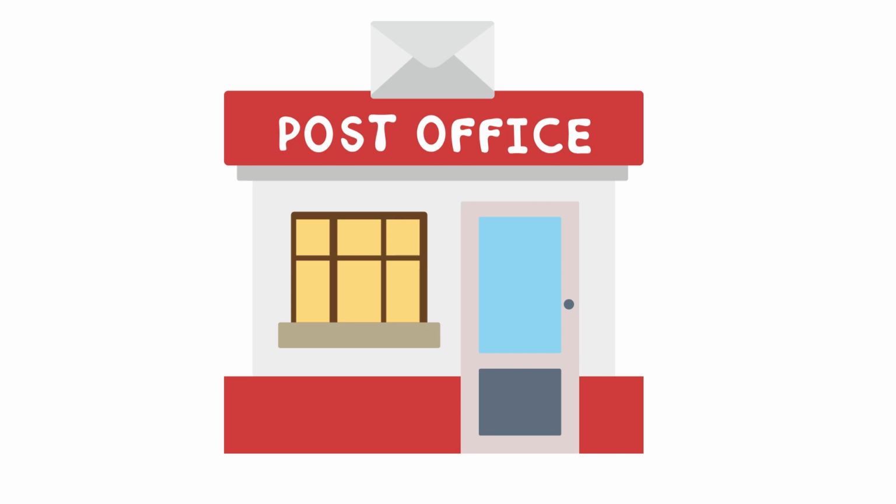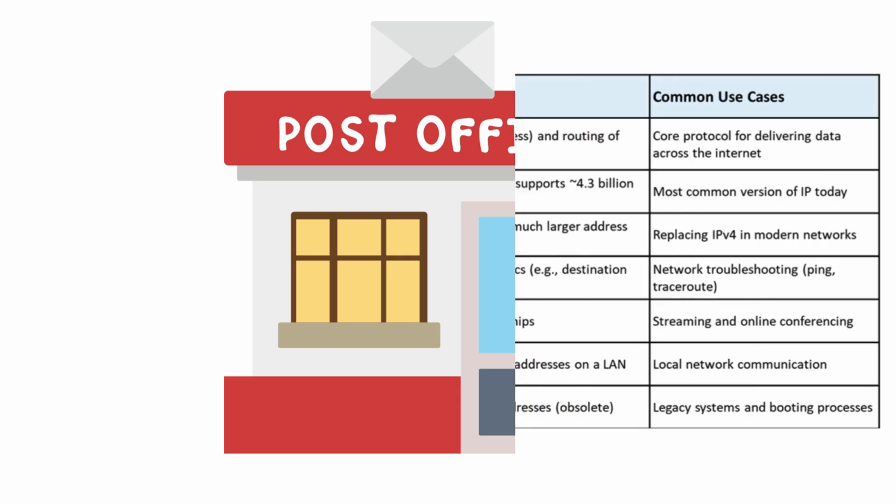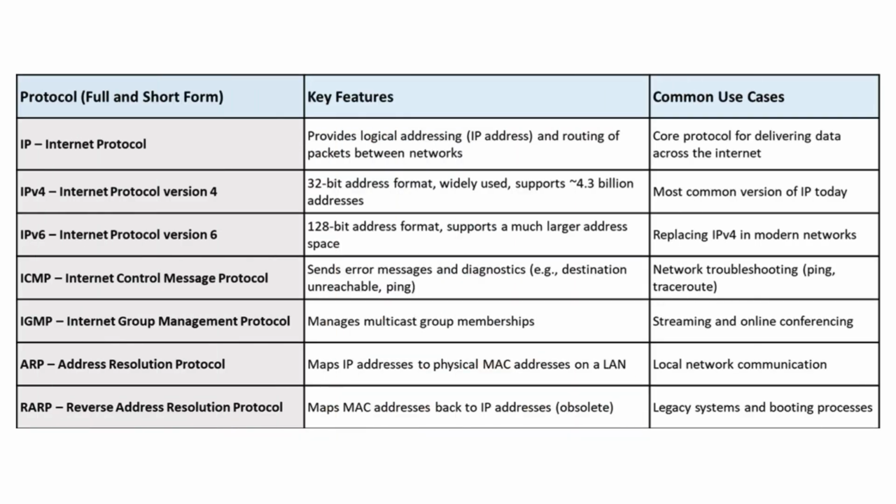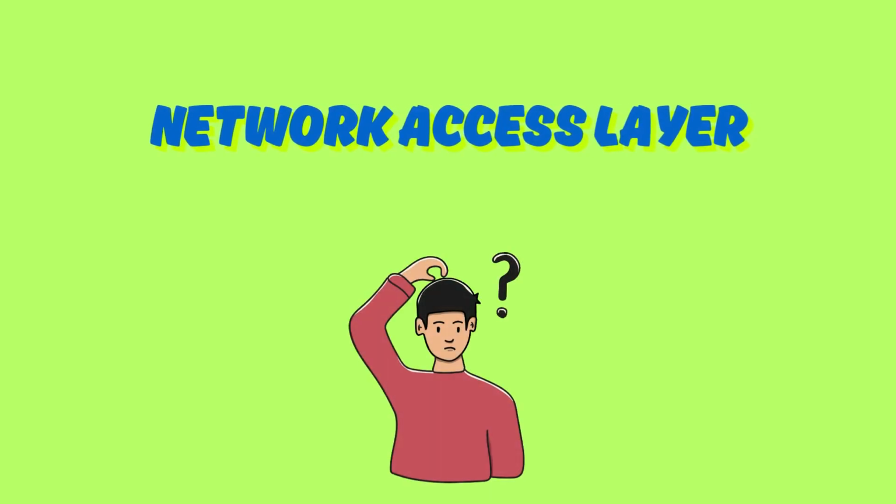It breaks down your information into smaller pieces, which are called packets, and figures out the best path for them to travel. The list of different protocols operating at the Internet layer, along with features and use cases, is given in this table. The final layer of the TCP/IP protocol suite is called the Network Access Layer.